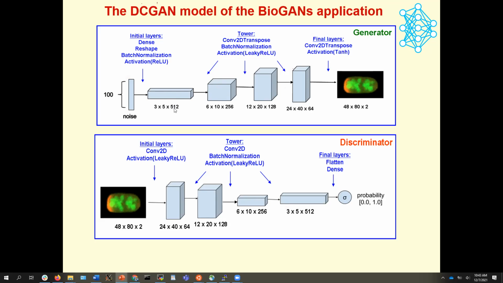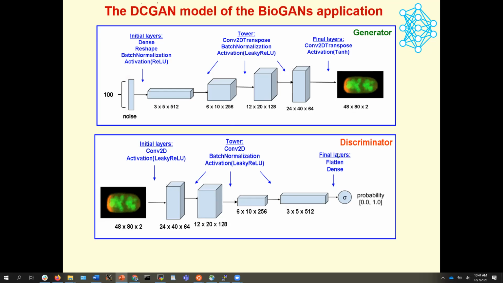The first tensor, for example, comprises a stack of images of 3 by 5 pixels, and the number of images in the stack will be 512. Then the subsequent transformation doubles the size of the image. Now it will be 6 by 10, but the number of images in the stack reduces twofold. And then again and again the same. And finally, we arrive at a two-dimensional image of the normal size, 48 by 80 pixels with 2 channels, like it's supposed to be.